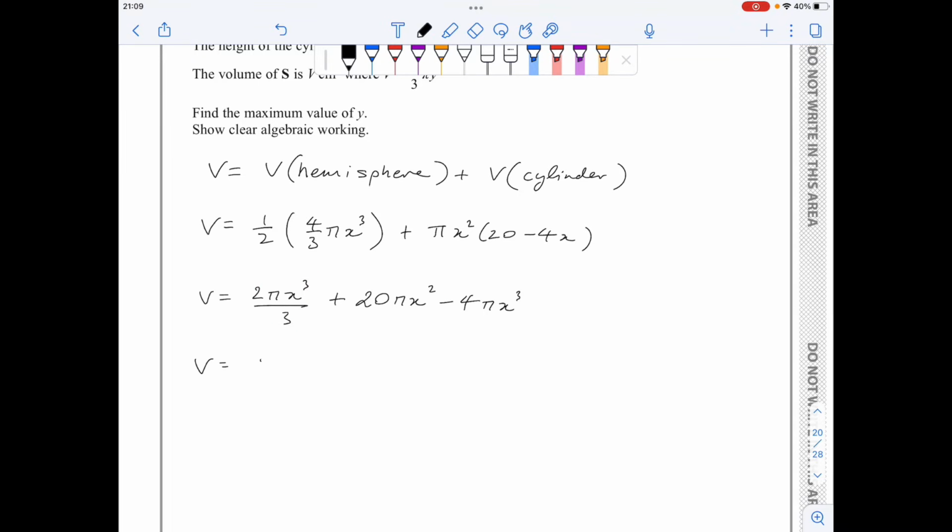So v equals, the middle term remains the same, and I have minus 10 over 3 pi x cubed because I've got 2/3 of this term minus 4 of those terms, hence the minus 10 over 3. Let's make this into a single fraction. So 60 pi x squared minus 10 pi x cubed over 3.